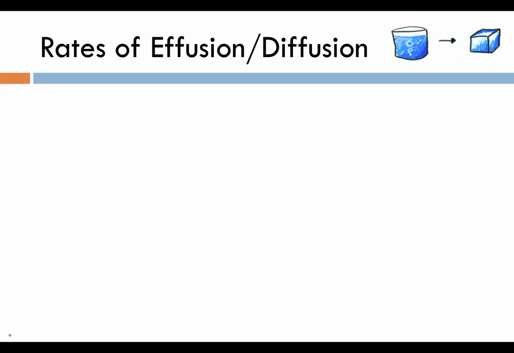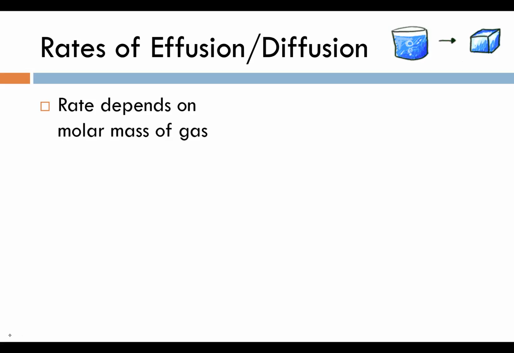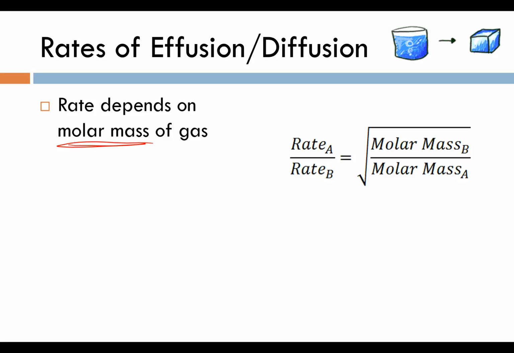When we go to calculate the rate of effusion or diffusion of gases, we're really just trying to compare which one is moving faster and how many times faster. It's all based on molar mass. We need to know how much that atom or molecule would weigh if we have a mole of it. This is the formula that we're going to use. The rate or the speed of substance A divided by the rate of substance B is equal to the square root of the molar mass of B divided by the molar mass of A.